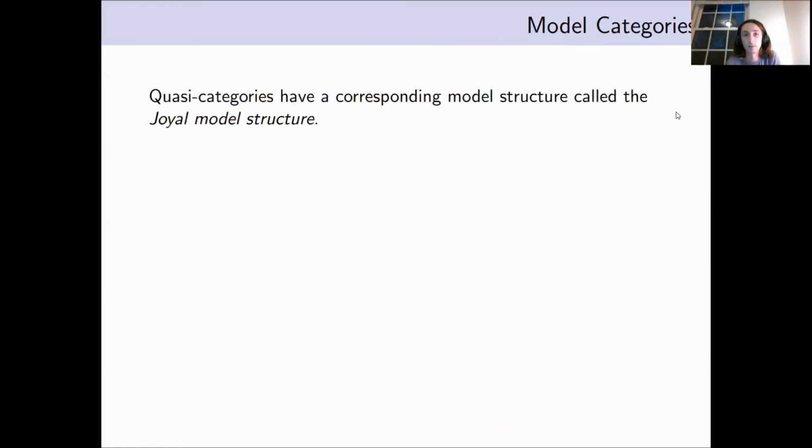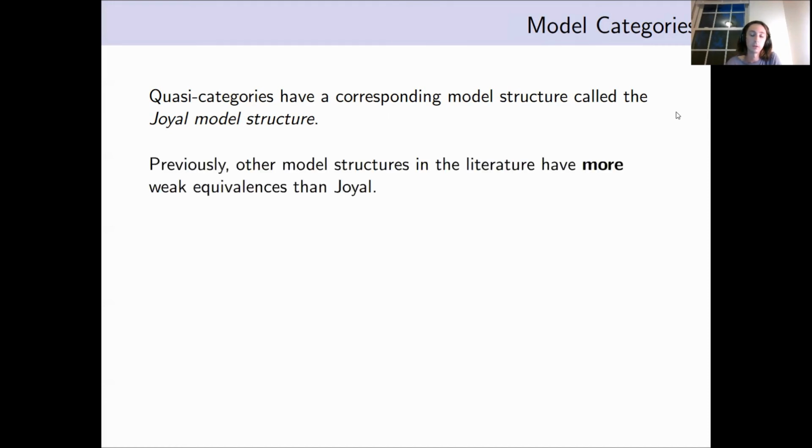So let me just finish off by saying a little bit about model categories. Basically, the fact that quasi-categories have this associated model structure on simplicial sets, called the Joyal model structure, gives quasi-categories a robust notion of homotopy theory to go along with them. And the tricky thing about it is that it's not so bad to start with a model category and then just add more weak equivalences. This is a straightforward way to get new model structures, and there's plenty of different model structures in the literature along these lines.